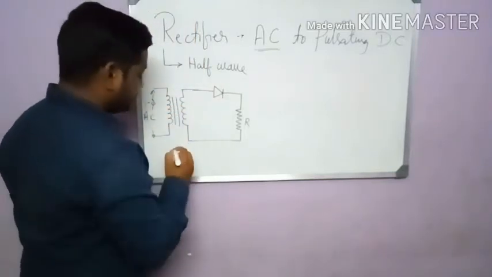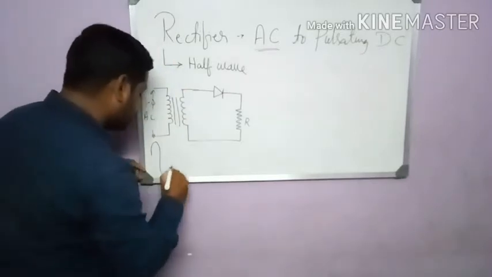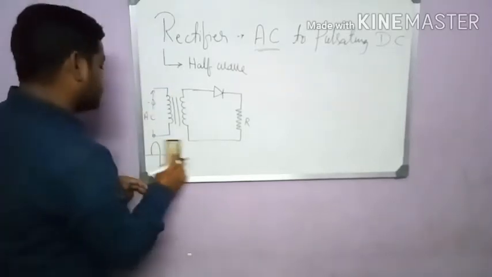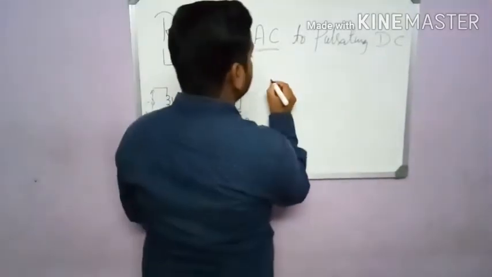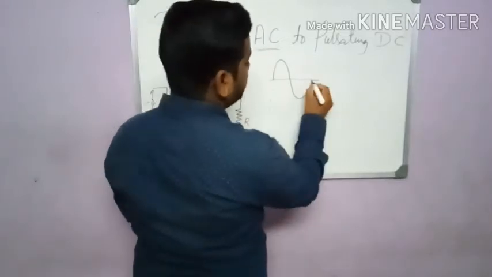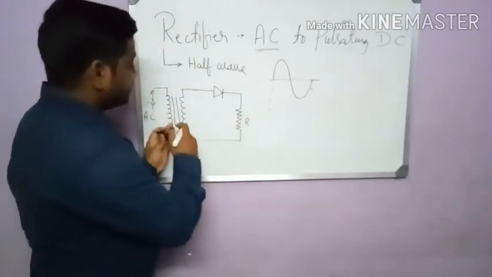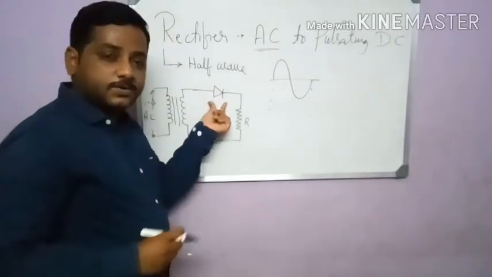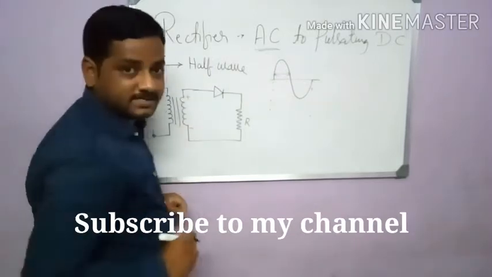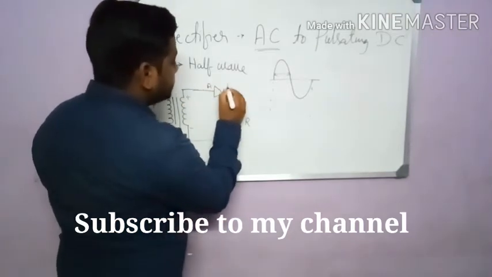Now let's see, the input of the transformer will be single phase AC, and that will be like this. Let me draw it clearly. The input will have a positive half cycle and a negative half cycle, right? This is one cycle. This is the input given to the transformer. Then the same input will be taken to the diode. During the positive cycle, we get plus here and minus here. This is given to the diode, and this is the anode of the diode, this is the cathode.